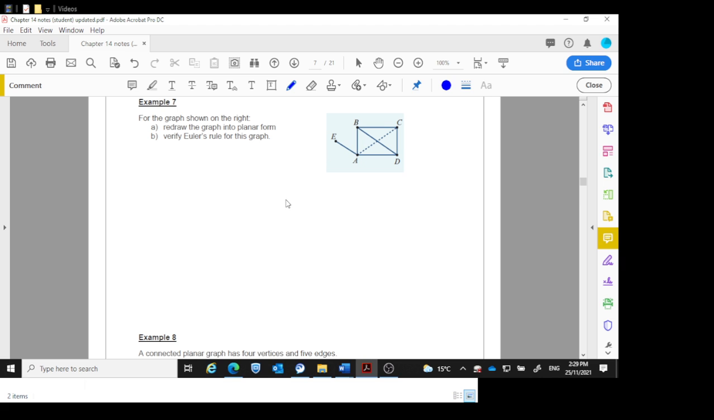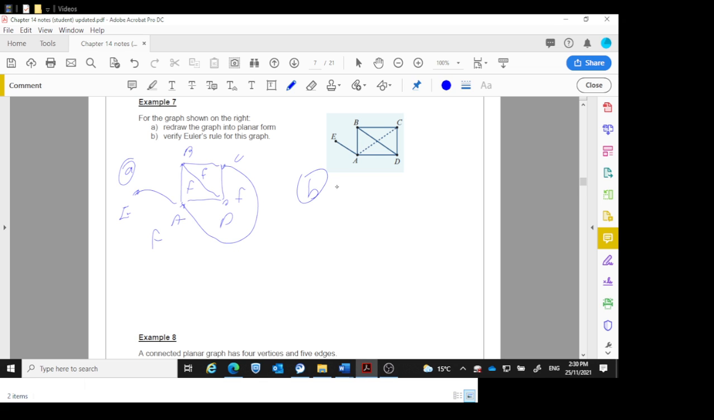Example 7. For the graph shown at right, redraw the graph into a planar graph. So I'm going to keep these ones exactly where they are. So I've got E, A, D, C, and B. Keep that one, keep that one, keep that one, keep that one, keep that one, keep that one. But I'm going to go from C to A that way. Part B, verify Euler's rule. Okay, so faces. I've got a face, that's 2, 3, and 1 on the outside.